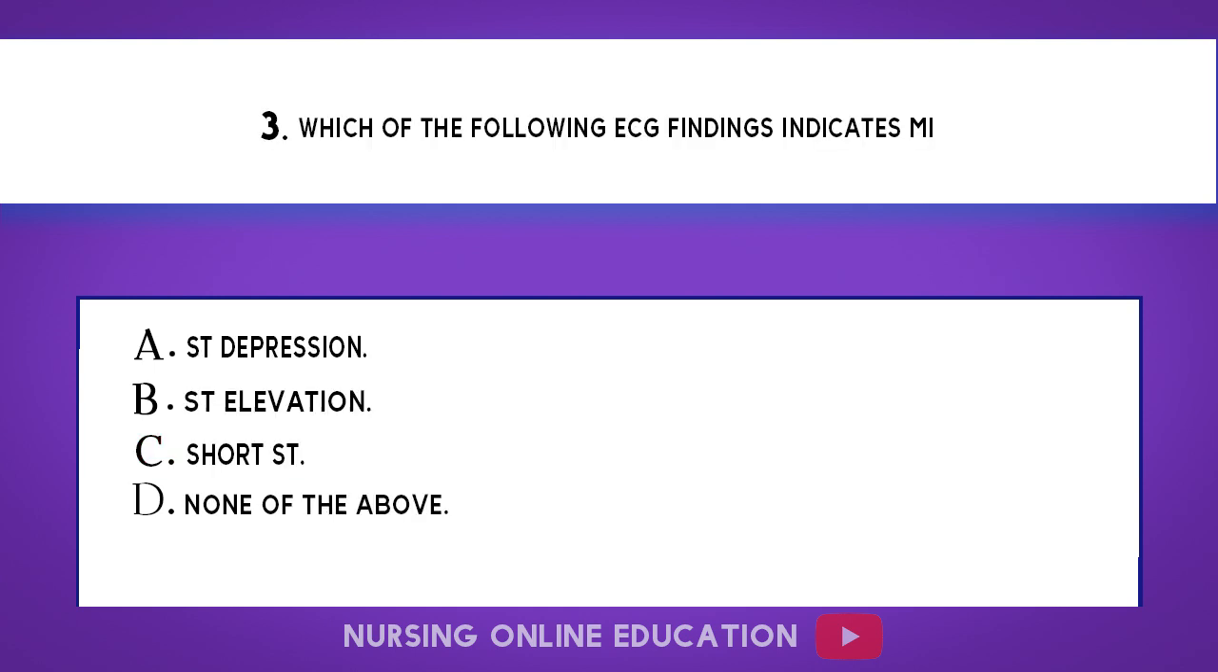3. Which of the following ECG findings indicates MI? A. ST depression, B. ST elevation, C. Short ST, D. None of the above. The answer is option B, ST elevation.